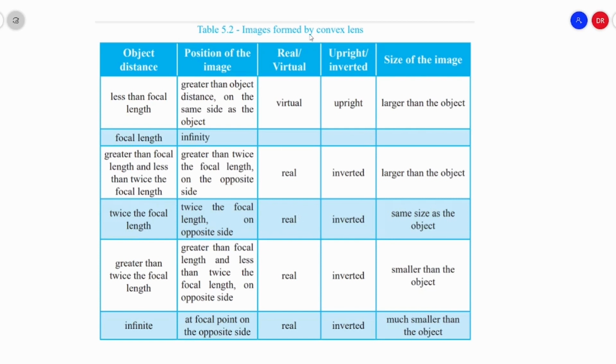Image formed by a convex lens: we can have the summary of the previous discussion. Then object distance less than the focal point. Then we have a virtual upright image. I told you upright ones are virtual, and larger than the object.